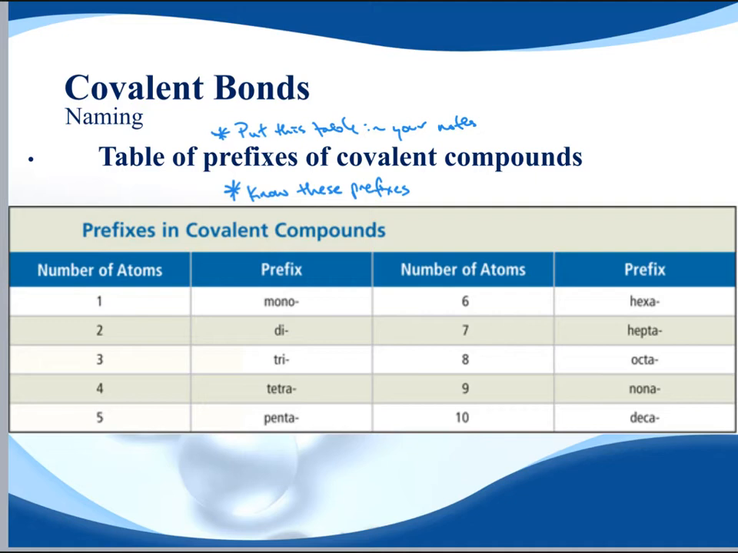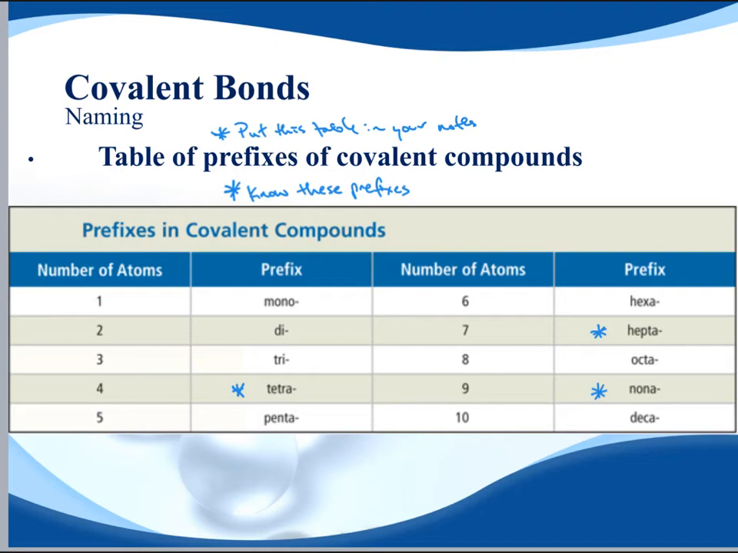Okay, so here are the prefixes. This is step 3 when we have to add prefixes to the naming. The prefix for number 1 is mono, 2 is di, 3 tri, 4 is tetra. That's usually one that gets messed up. It's not quad or quadro or quadra or anything like that. 5 is penta, 6 hexa, 7 hepta. That's another one that's often missed. 8 is octa, 9 is nona, 10 is deca.